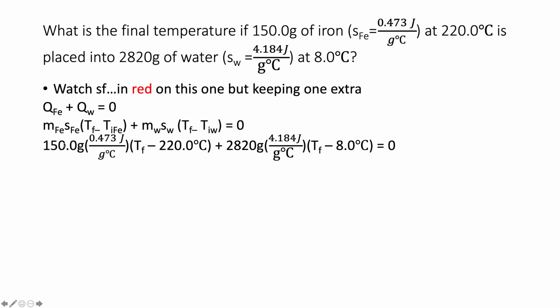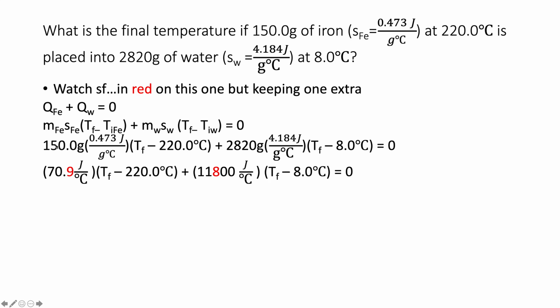So now what I'm going to do, I'm going to multiply these two together, the 150 and the 0.473, and multiply the 2820 and the 4.184. Notice that the grams will cancel. So you see 70.9, right? And 11,800. This number has 3 sig figs. This has 3 sig figs, and this has 4, so this has 3 sig figs. Now I'm going to distribute through here, so that the degree C will cancel.